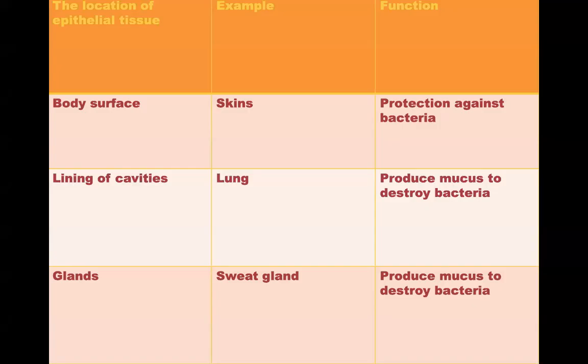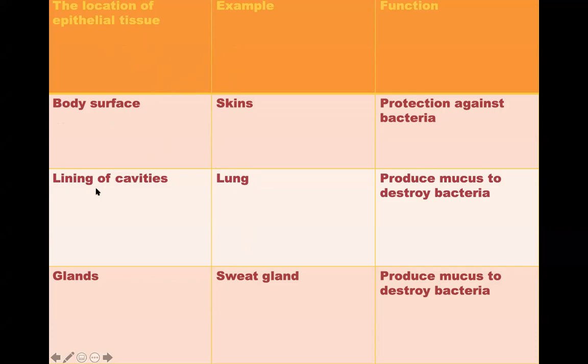So I make it simple. I make it organized for you. So there are 3 places where you can find epithelial tissue. The first one is body surface. So the example is skin. And the function of our skin is to protect against bacteria. So one of the location of epithelial tissue is our skin.